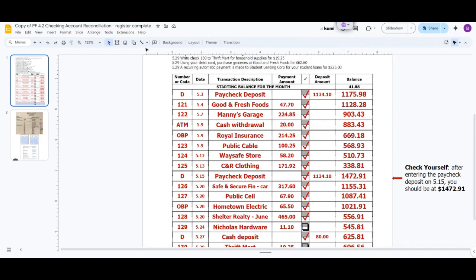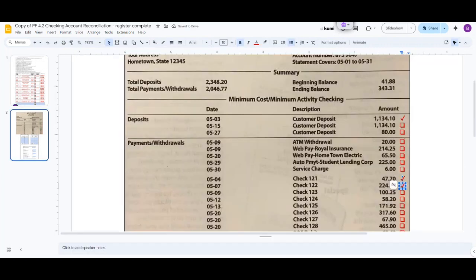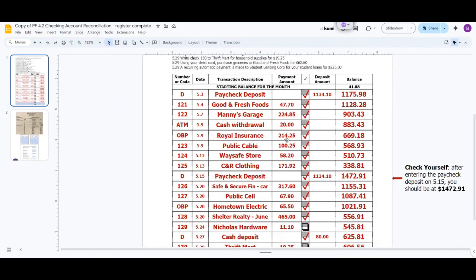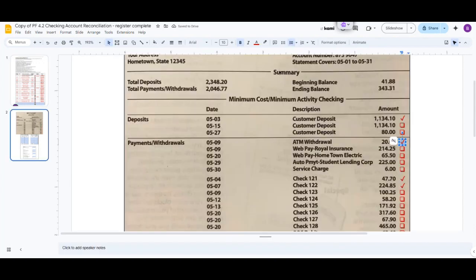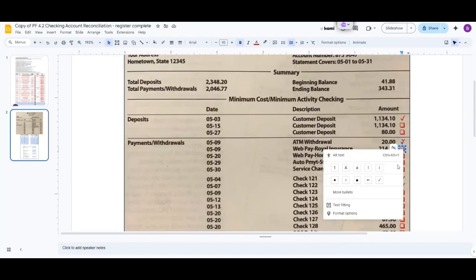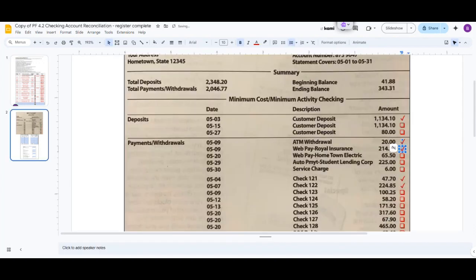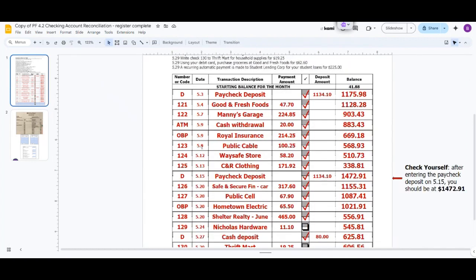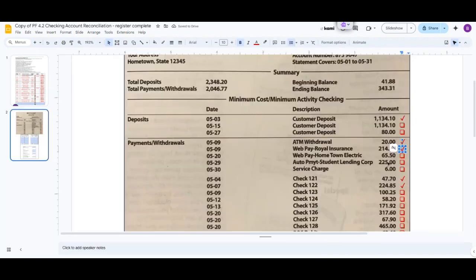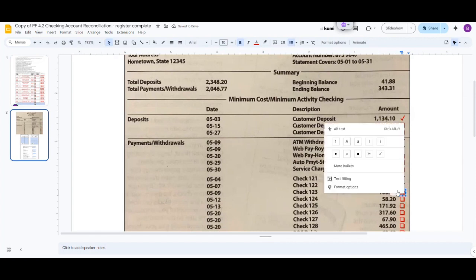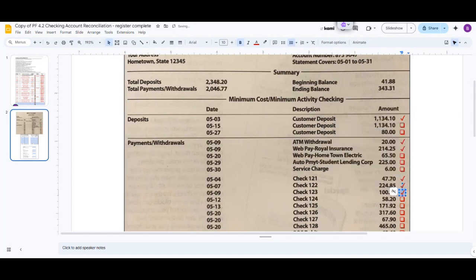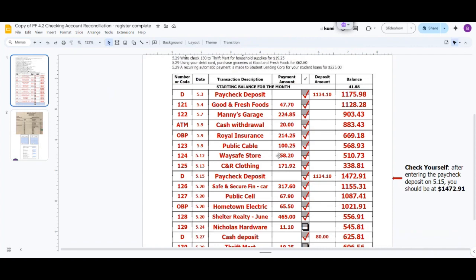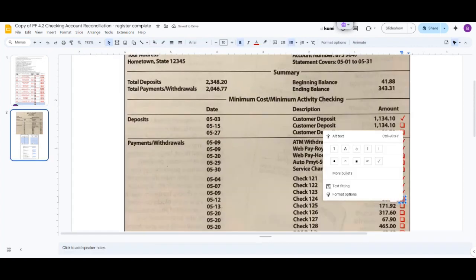All right. The ATM withdrawal for $20 is on the statement. Okay. An online bill pay to insurance for $214.25 is right here, so I can check that off. Okay. Check 123 for cable for $100.25 is on there, so I'll check that off. All right, check 124 for 58.20 is on there, so I'll check that off.